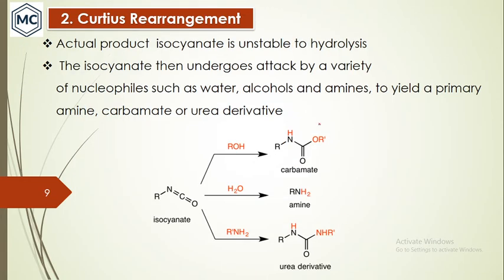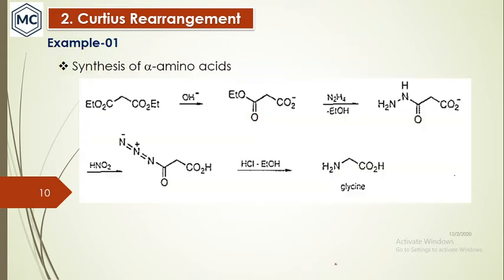So in Curtius also the actual product is isocyanate. It is unstable to hydrolysis, and it hydrolyzes. Usually the isocyanate undergoes attack by a variety of nucleophiles such as water here, alcohol here, and amine here, to yield amine in the case of water and carbamate in the case of alcohol. If you are using alcohol for hydrolysis, it gives carbamate, and if you are using amine, you get a urea derivative. Okay, that's about Curtius.